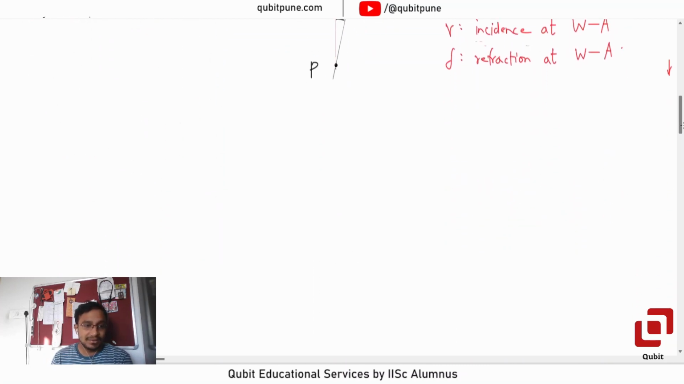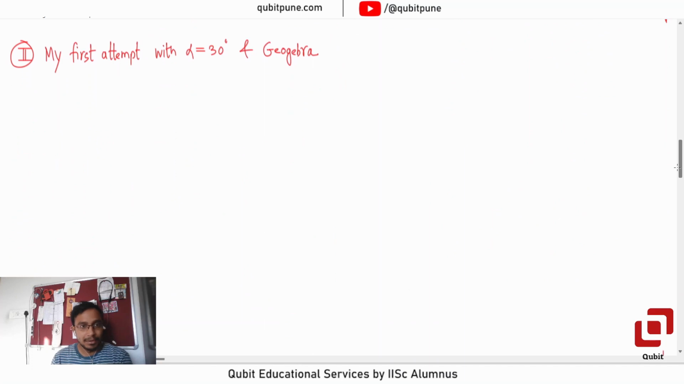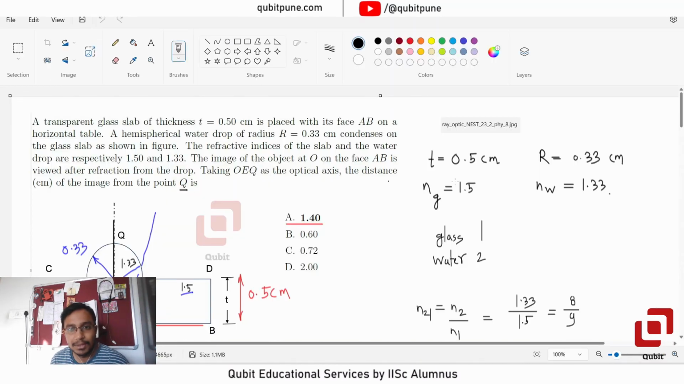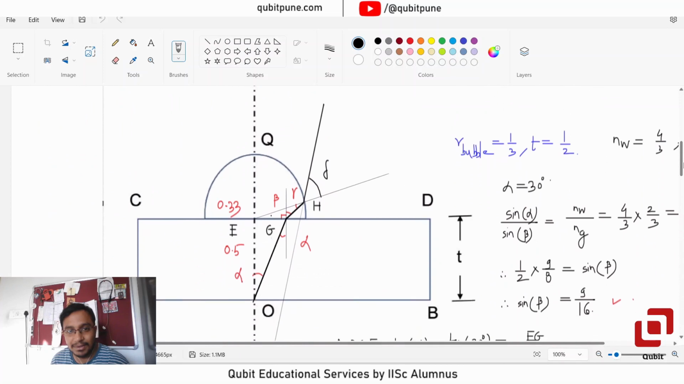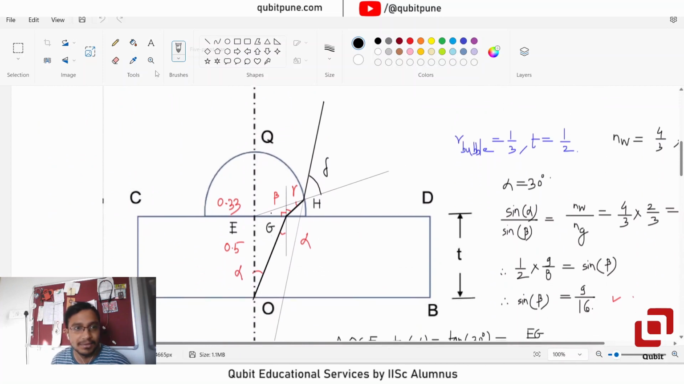So what I did is, I took alpha as 30 degrees and did all the calculations. I think I showed those calculations to you. Let me show that to you again. Yeah, so this is the calculation that I did with alpha equal to 30 degrees.